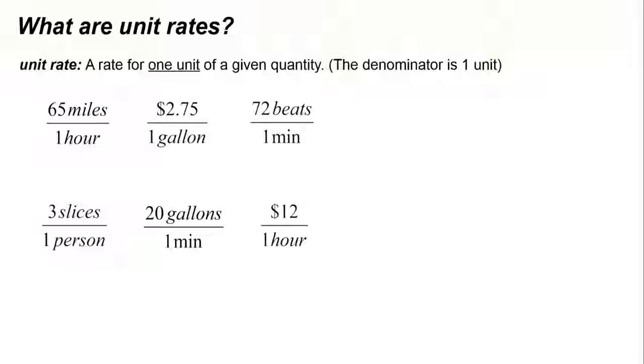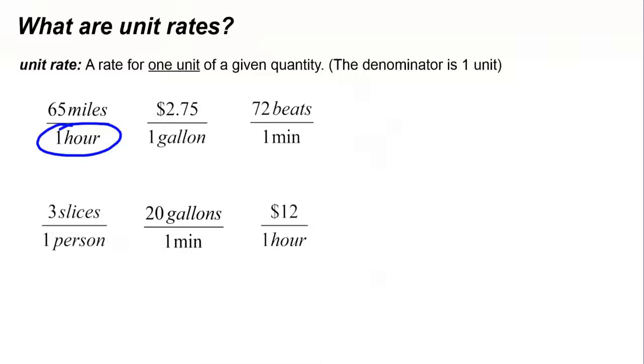So 65 miles every 1 hour is a unit rate because our denominator here is 1 hour. We're making the comparison to 1 hour. 65 miles for every 1 hour. Sometimes we call that 65 miles per hour. We use the word per instead of for every one of something.